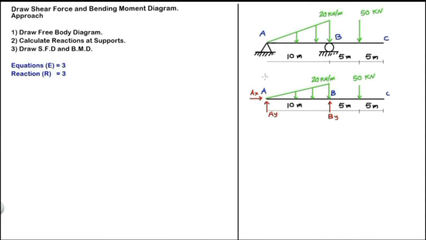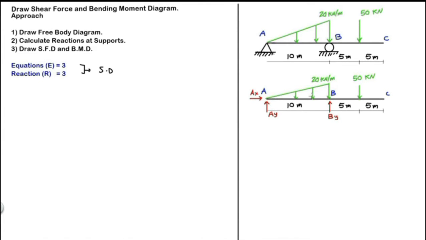You see that there are two reactions at point A and one reaction at point B. And from the free body diagram, we see that there are three reactions, and we have three equations. Since E equals R, it's a statically determinate structure.